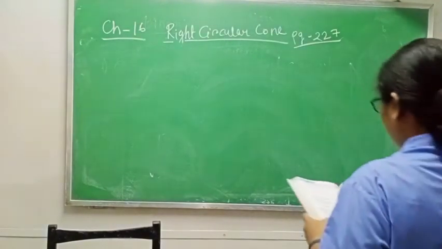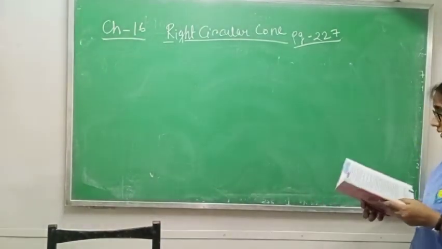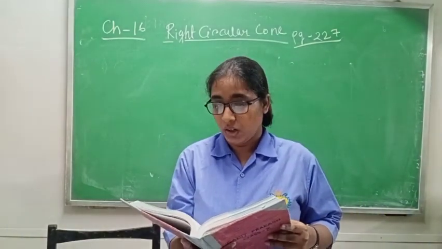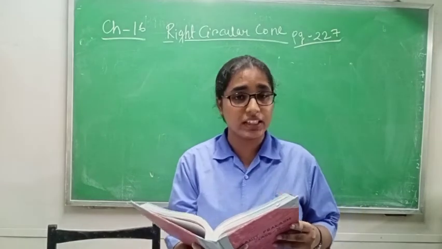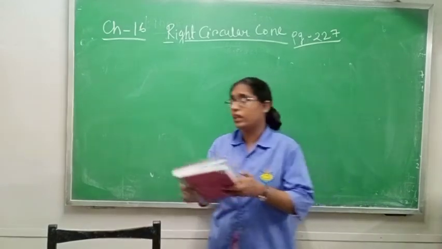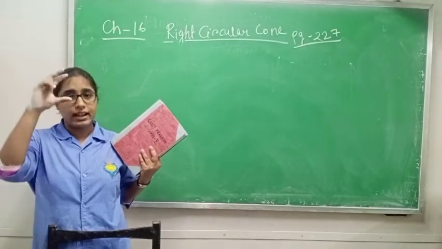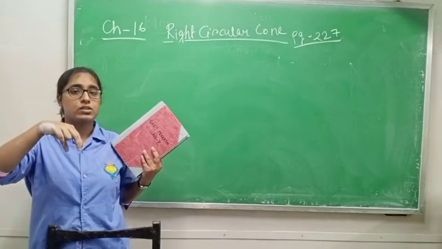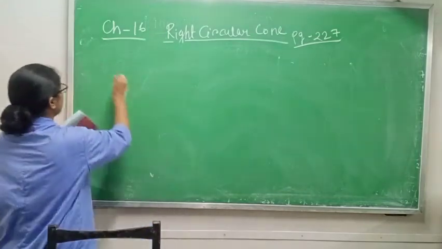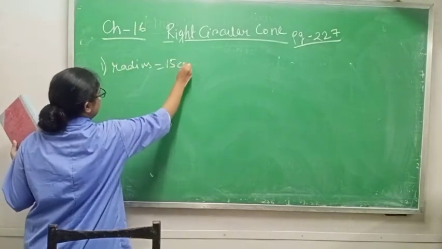Now class 10, open chapter 16 right circular cone, page number 227. First question: a closed right circular cone whose base radius is 15 centimeter. Base radius is nothing but radius only. Why have they given base radius? Because we always think that the circle part is in the base. It does not matter, you understand that radius is given to you: 15 centimeter.